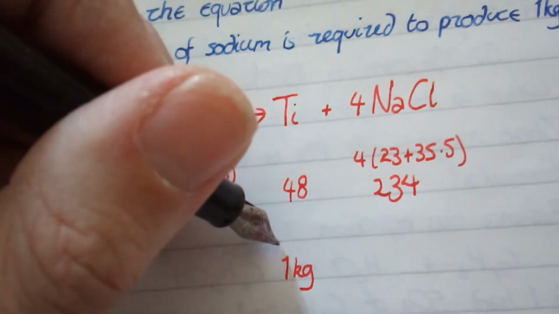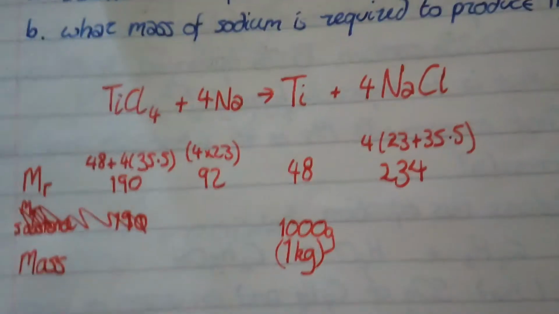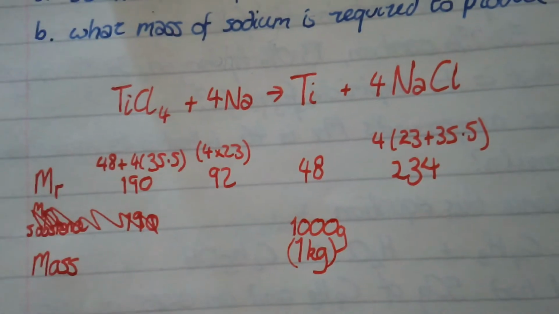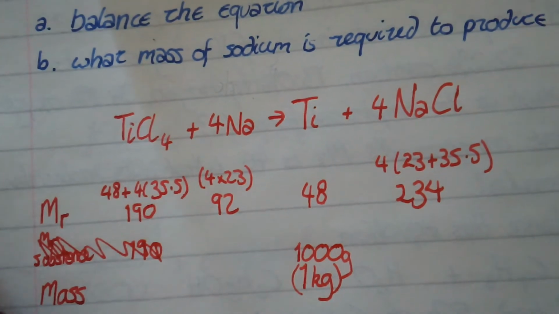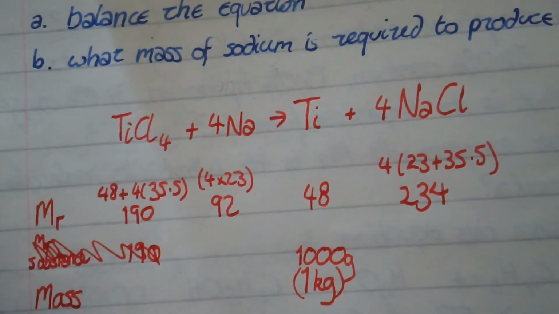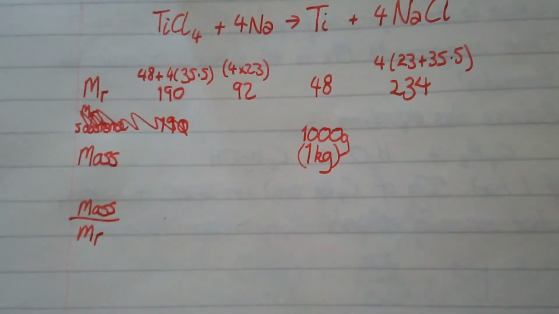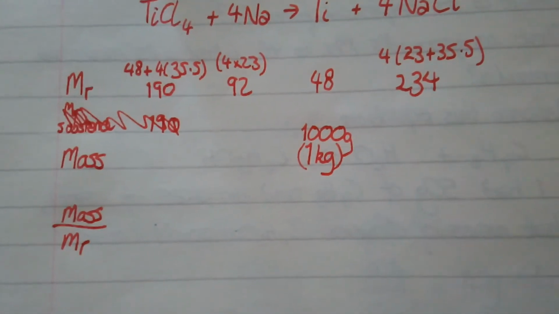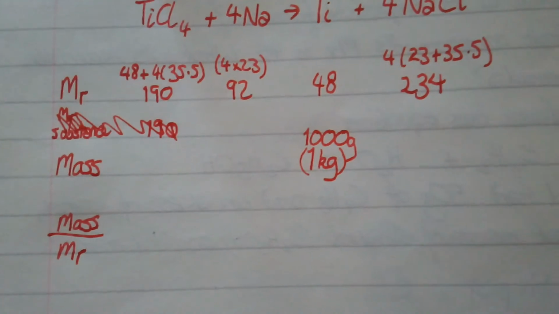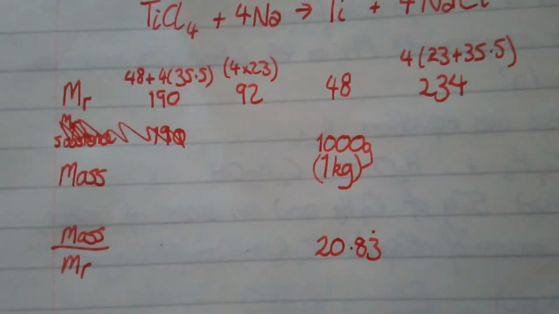So that's 1,000 grams. Okay, we need to convert it all to grams because we work in grams in chemistry. Okay, to get our ratio, mass divided by the MR. So that is 1,000 divided by 48 to give me 20.83. Okay, this is our little ratio that we're going to use.